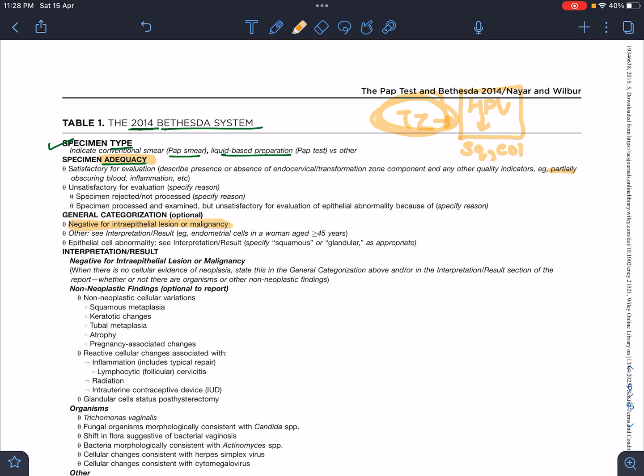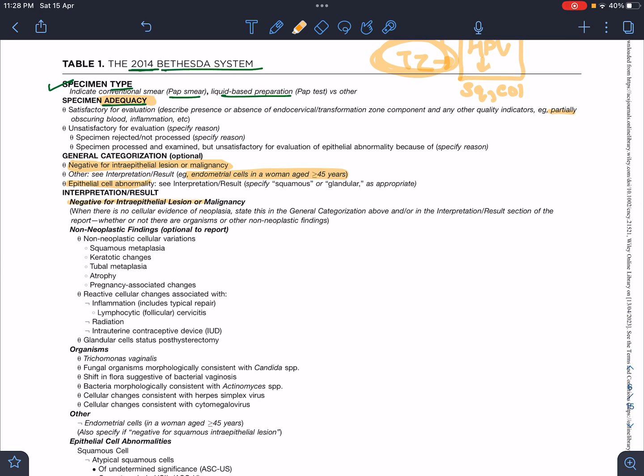This is what the report comes as. Now second is endometrial cells in a woman aged more than 45. This is also okay. Then third is epithelial cell abnormalities can be there. Now if it is coming as NILM, that means there is no cellular evidence of neoplasia.